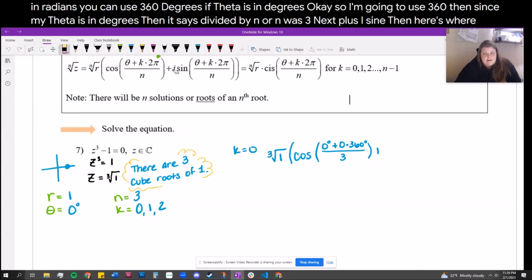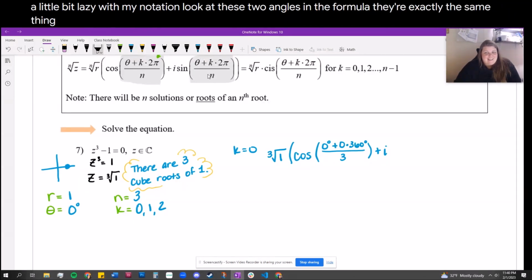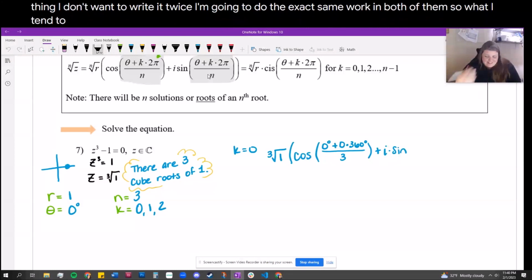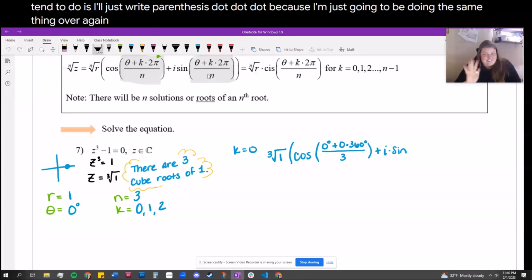And then here's where I get a little bit lazy with my notation. Look at these two angles in the formula. They're exactly the same thing. I don't want to write it twice. I'm going to do the exact same work in both of them. So what I tend to do is I'll just write parentheses, dot dot dot, because I'm just going to be doing the same thing over again. No point. You can write it out if you'd like to.